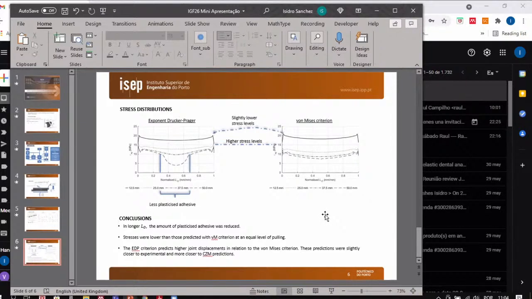You were saying that of the three adhesives you were using, one was brittle, the other was ductile, and the 2015 was in the middle with some ductility. How do you define brittle or ductile? On the basis of what?